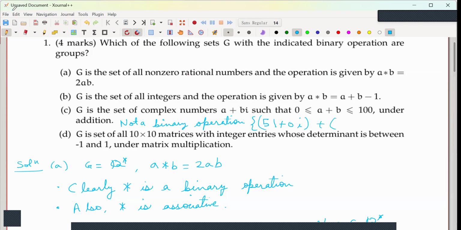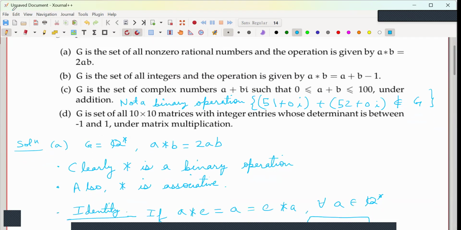And what I am saying is that even if we don't consider this complex part, this problem is not even valid for the real numbers. For real numbers also, this won't be a binary operation. And from there itself, one can get it. So if you don't want 51, then maybe 52, some other number. So this won't be inside G. Clear? So even if I replace this, G is the set of real numbers A such that 0 less than A less than or equal to 100 under addition, then also it is not true.